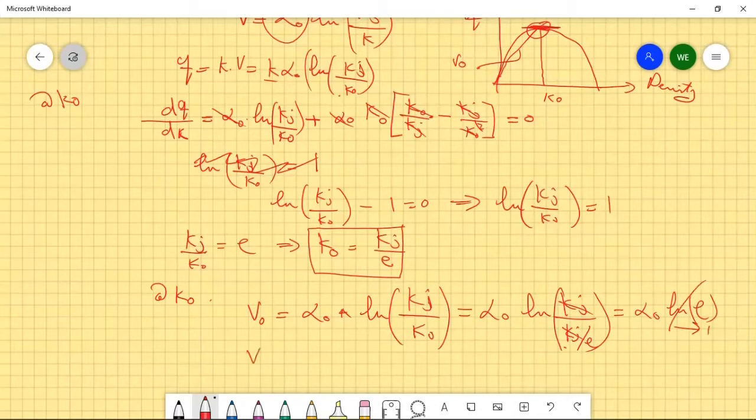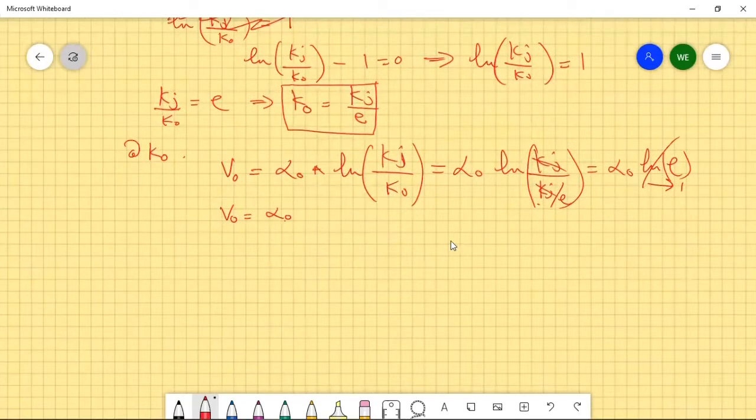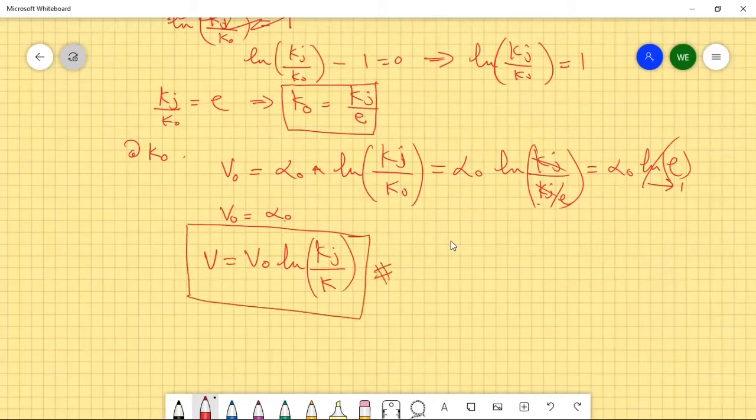So this will be alpha node. Based on this, we can say the speed model that we can get is V equals V optimum ln K jam over K, which is basically the Greenberg model. And we were able to derive it from the microscopic model by General Motors. Clear? So that's actually the strength that we can demonstrate in this model, that you can link from the macroscopic to the microscopic level. Any questions so far?